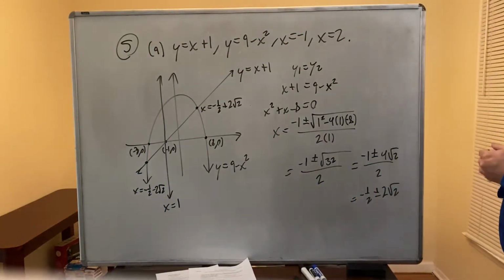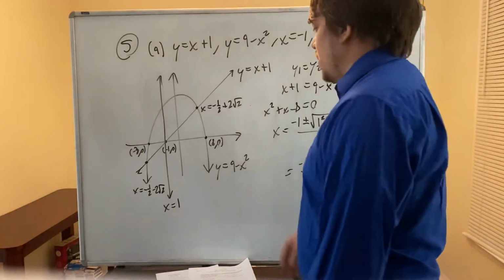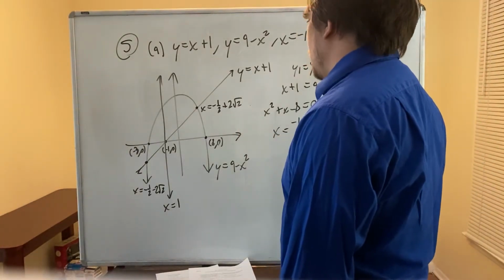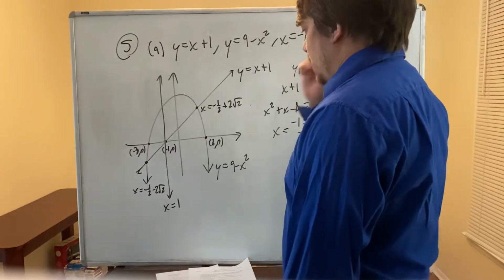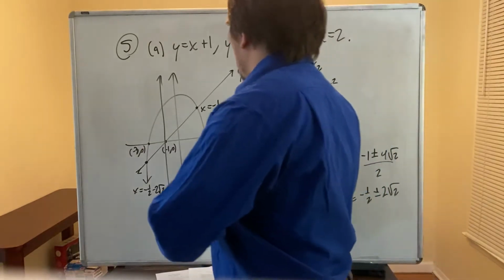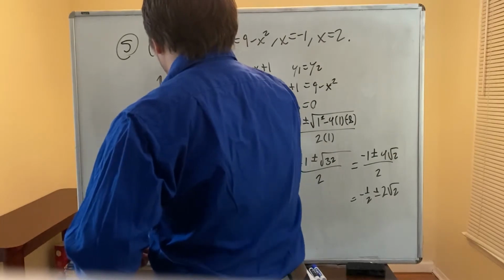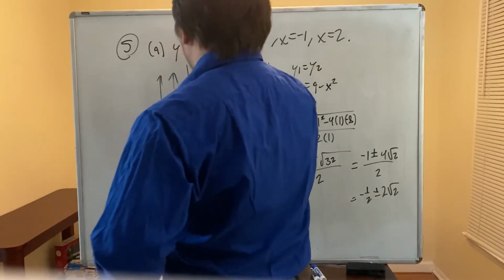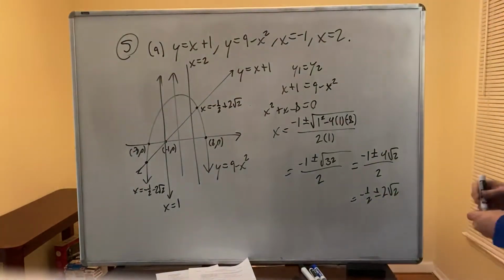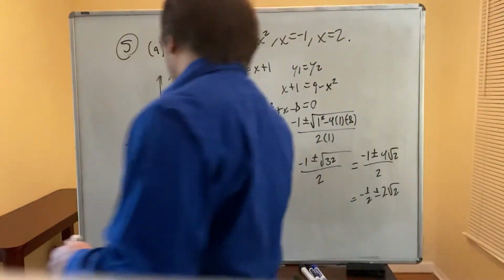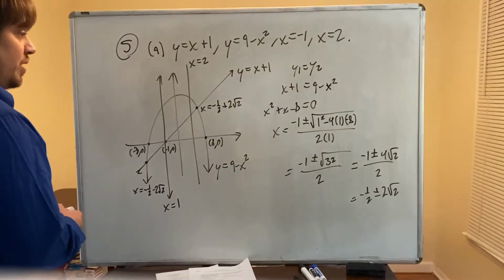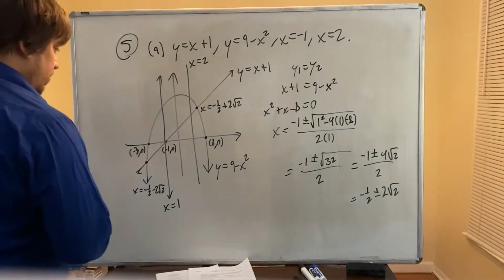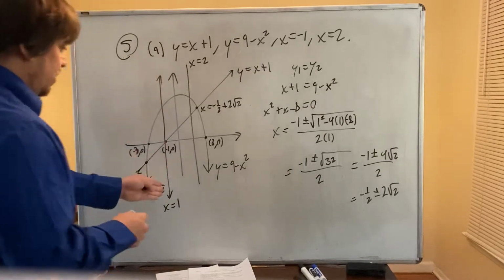All right, and so -1/2 plus 2 root 2 is more than 2. If you put it in your calculator, you'll get more than 2. So x equals 2 is to the left of that point, because x equals -1/2 plus 2 root 2 is more than x equals 2. -1/2 minus 2 root 2 is definitely less than x equals -1. Oh, we already have that here. We have x equals -1.